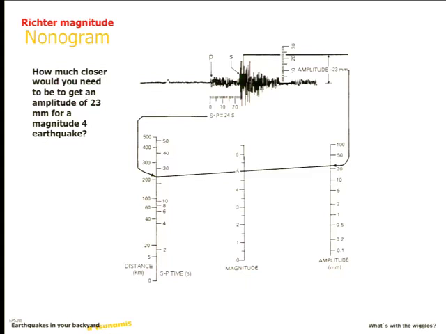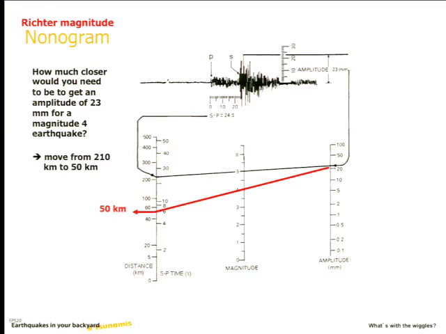Okay, so now how much closer would you need to be to get an amplitude of 23 millimeters for a magnitude 4 earthquake? Okay? So we're now going to keep this fixed and do a magnitude 4 earthquake, and how much closer do you have to be? So this one for the magnitude 5 is at 210, 220 kilometers. Anybody come up with an estimate? Somebody from the back, maybe? Yeah. About 60 kilometers. Right, so when I draw a line, you get to 50 kilometers.